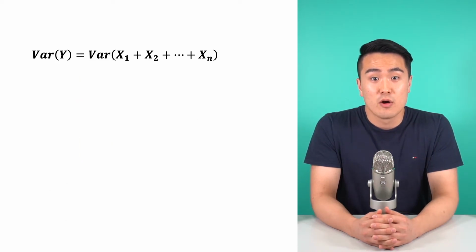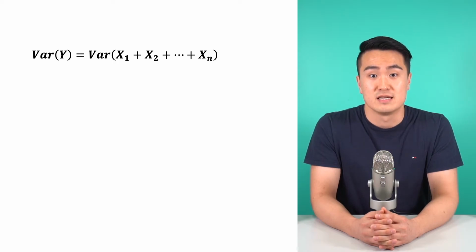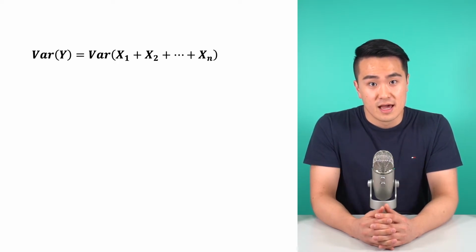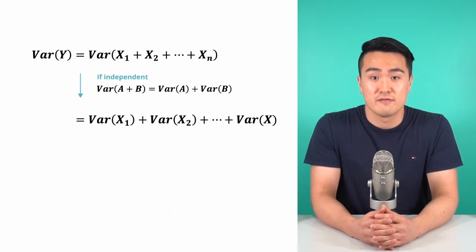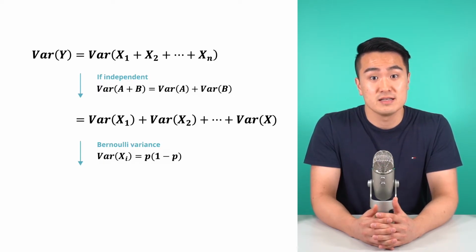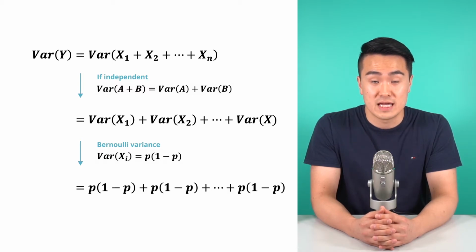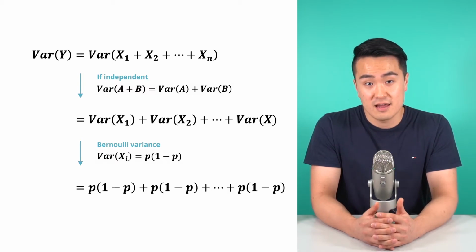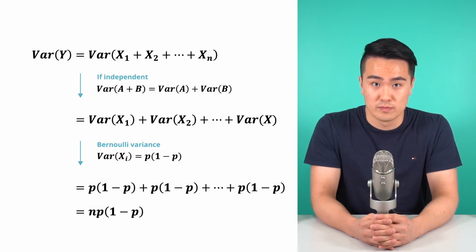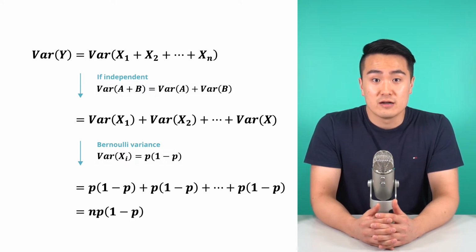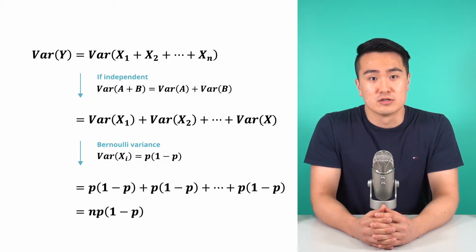For variance, we can only split into individual variances if each component is independent of each other. And since the Bernoulli trials xi are all independent, we can split the variance. And since the variance of each Bernoulli variable is p times 1 minus p, then the variance of a binomial becomes npq. So this is all great and all, but what does the binomial distribution look like?